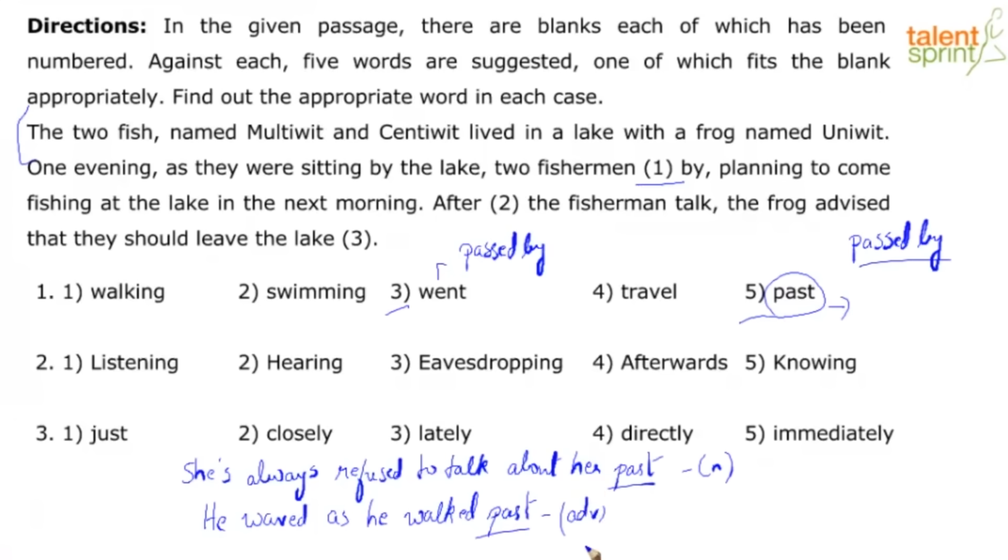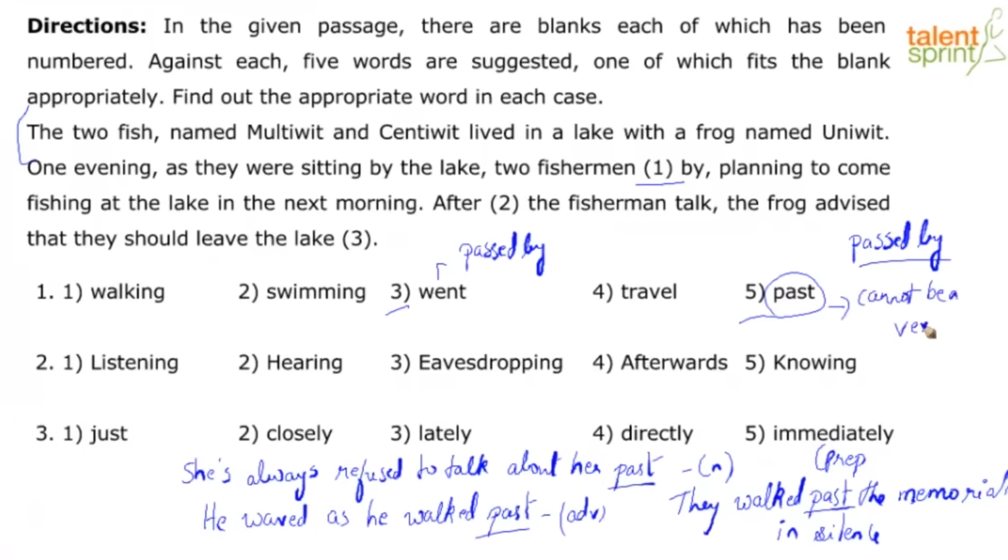Or sometimes it can even act like a preposition. They walked, I'm just giving random examples, okay? They walked past the memorial in silence. Here, it's acting like a preposition. So this is a completely different word altogether. This cannot be a verb. And in the context, I need a verb. The right one is went by.